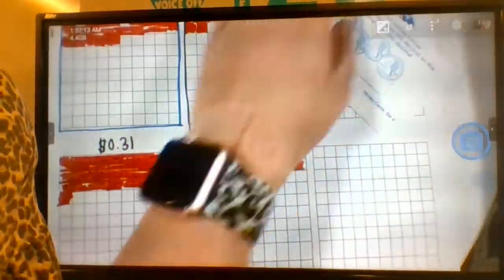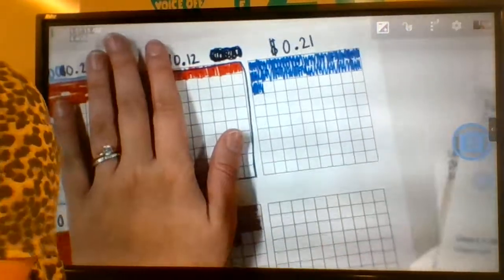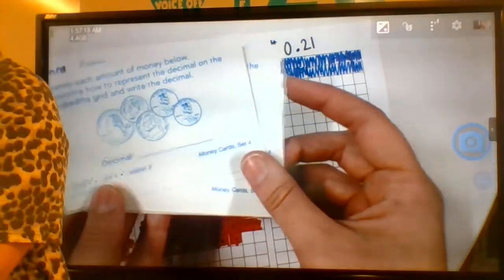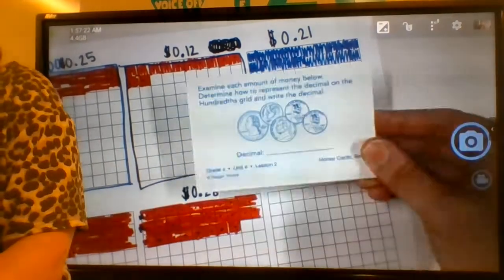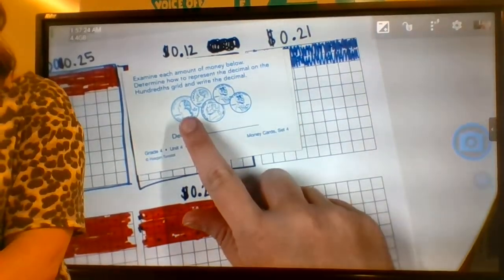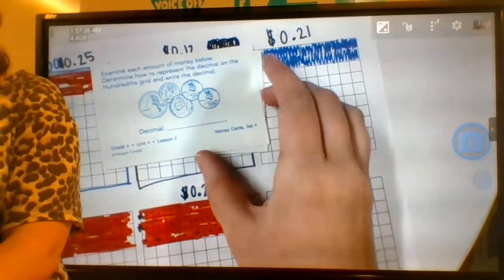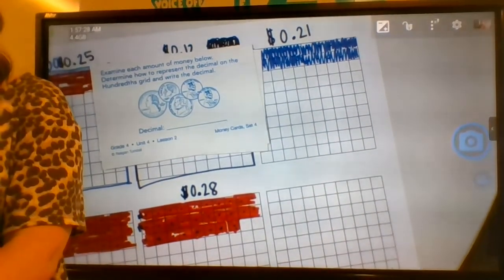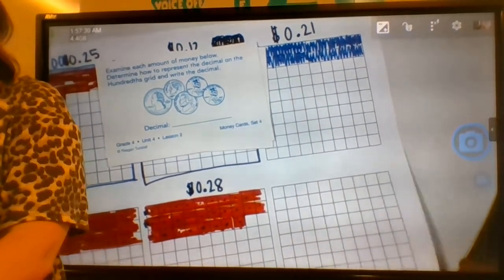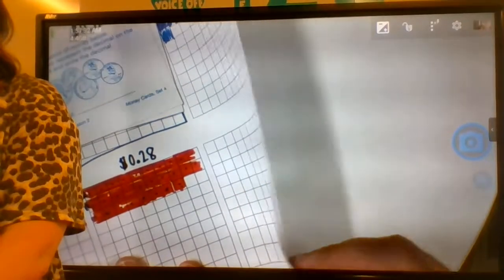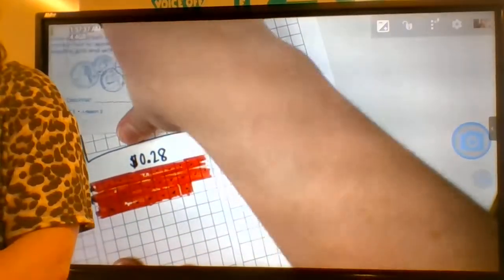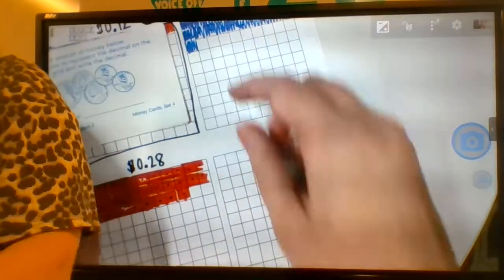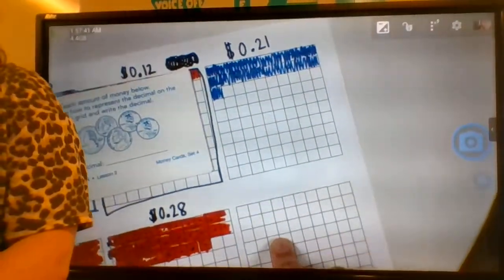So let's do this one more time. Let me explain one more time. I'm going to post on Canvas a few of these cards, and it is going to tell you to examine the amount of money below. So then it says determine how to represent the decimal on the hundredths grid and write the decimal. So this right here is the hundredths grid. So you're going to get your hundredths grid out and you are going to color in this amount.